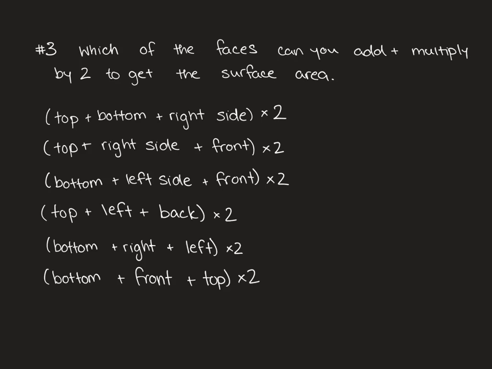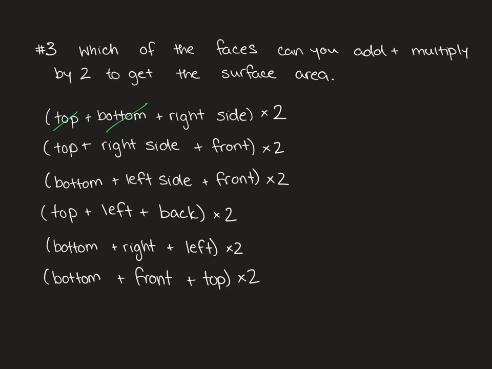So for question number 3, we need to figure out which of the faces you can add and multiply by 2 to get the surface area. Because we can take 3 sides and double it, but we have to choose which ones. So if I take the top, the bottom, and the right side, if I multiply that by 2, will I get the surface area? We know that this one can't because the top and the bottom are the same thing. So we don't have 3 different sides that we can double, right? We need either one of the top and the bottom, one of the left and the right, and one of the front and the back.